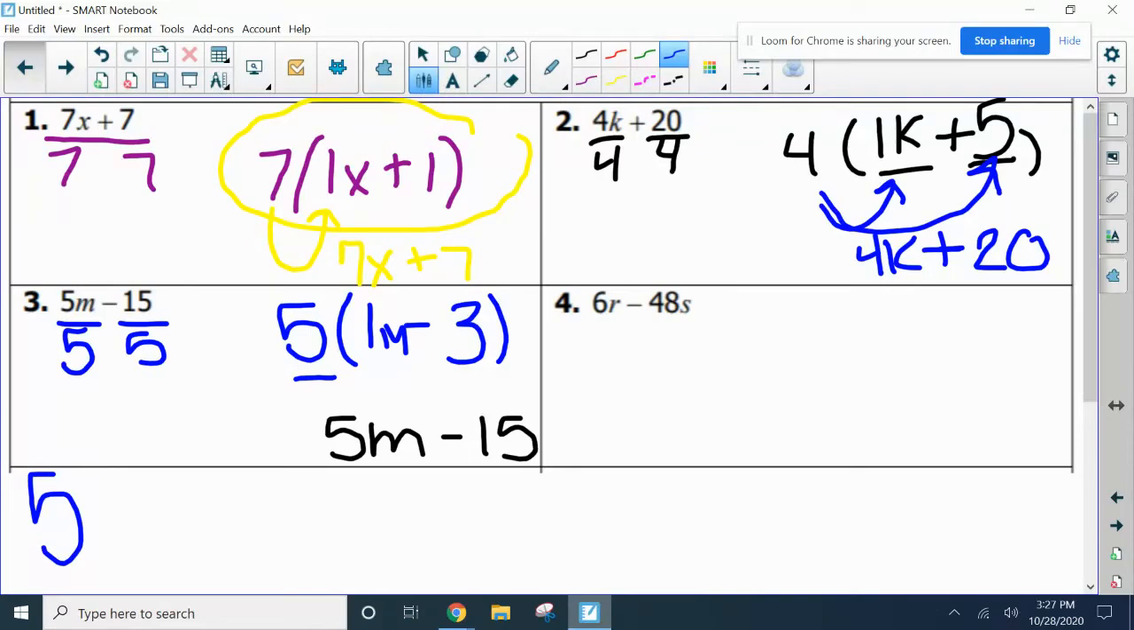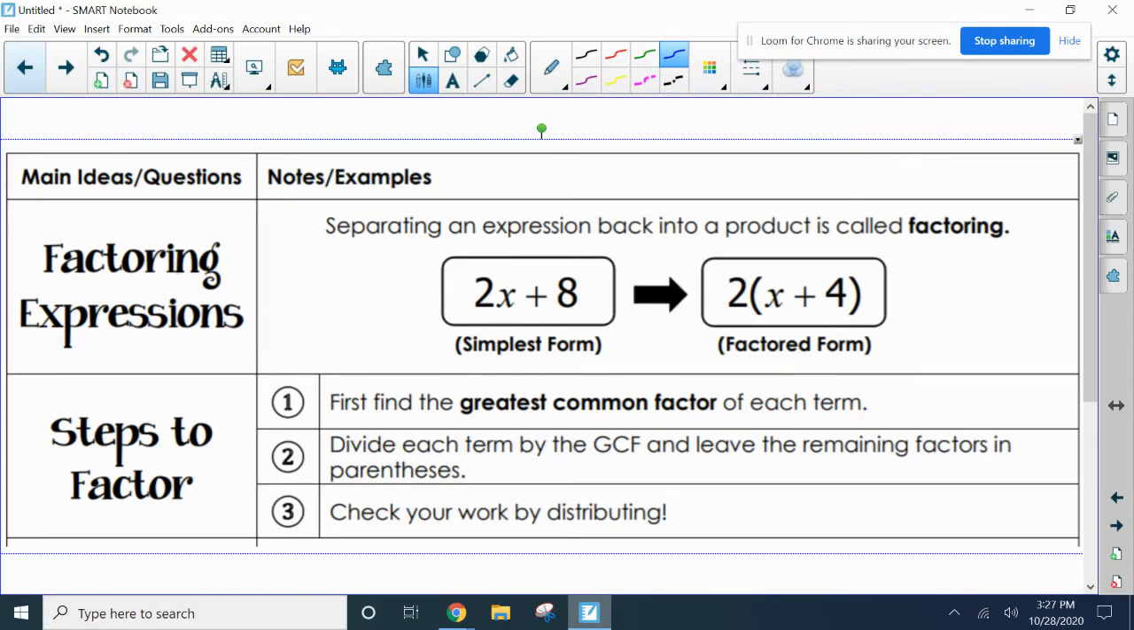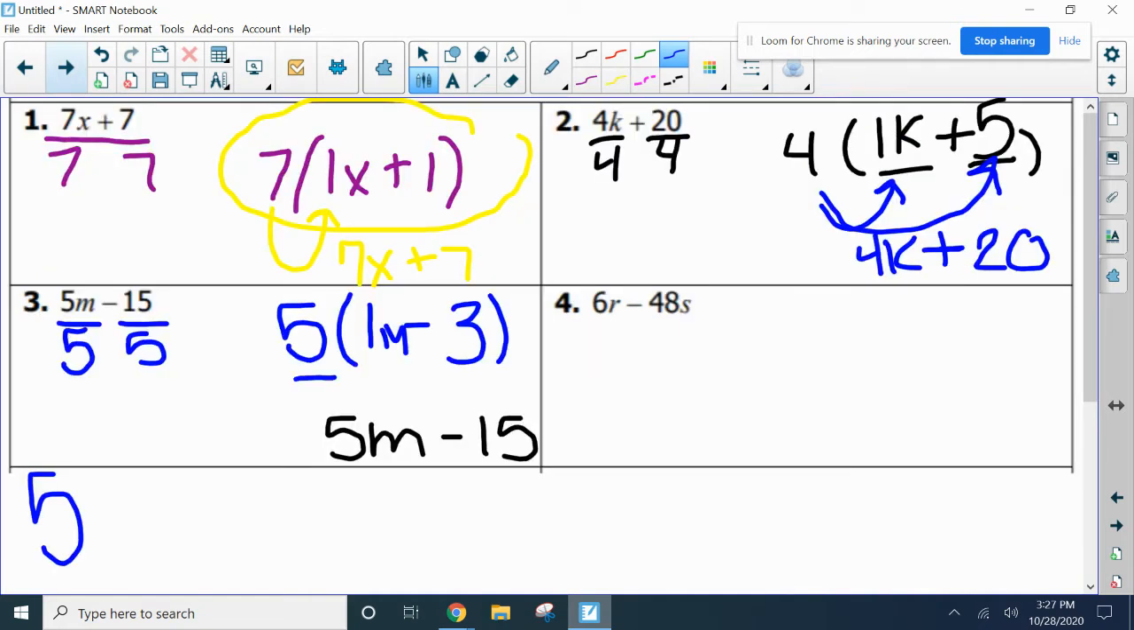So again, we're finding that greatest common factor. We're dividing both terms by that greatest common factor of those two numbers. And then we've been checking our work by distributing. So look at 4. What is our greatest common factor?